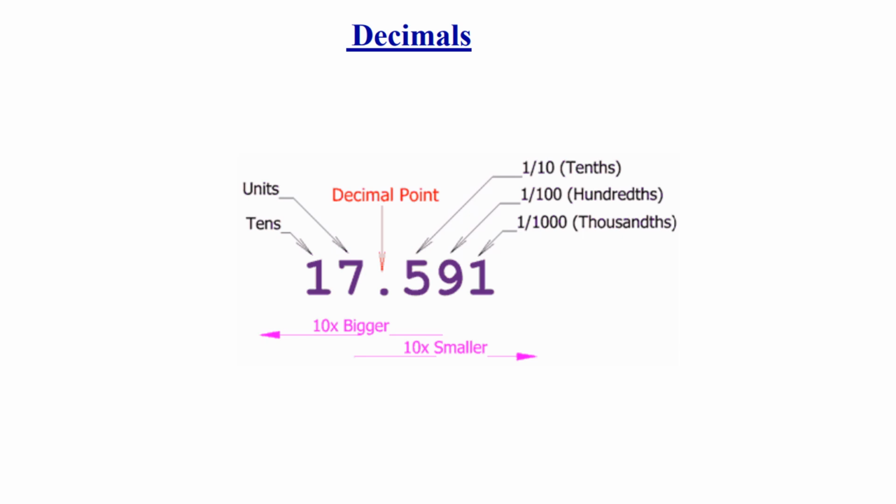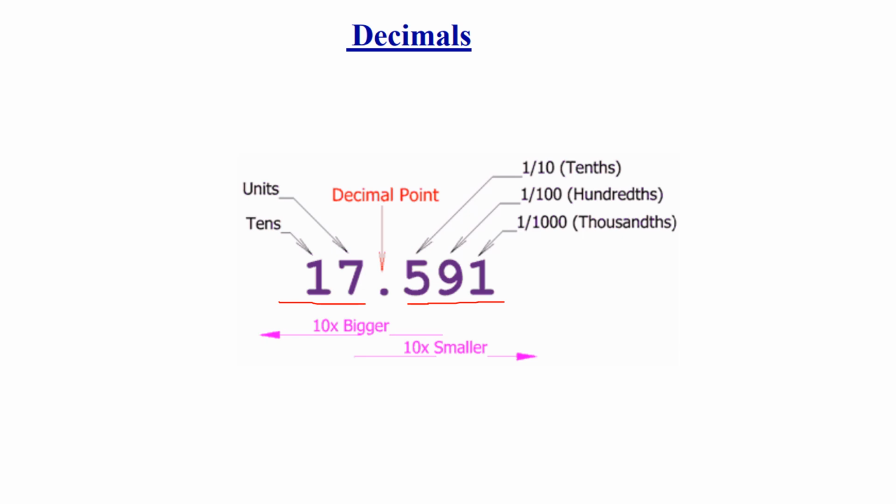Hi, here we are going to talk about decimals. Decimal is nothing but a fraction, but the way of expression is different. So this is an example of a decimal number: 17.591. It has two parts: 17 we call the integer part, and 0.591 is called the decimal part.